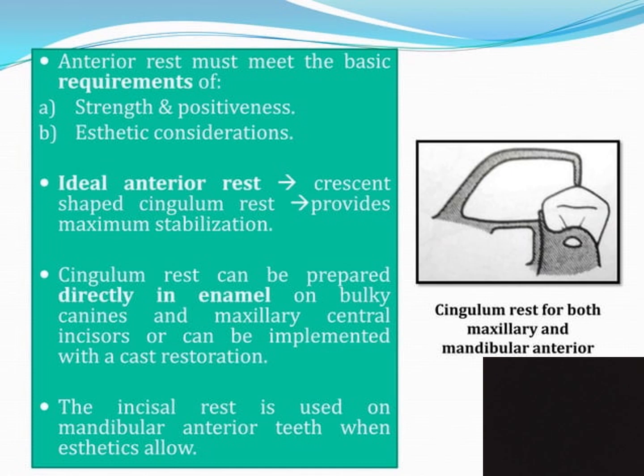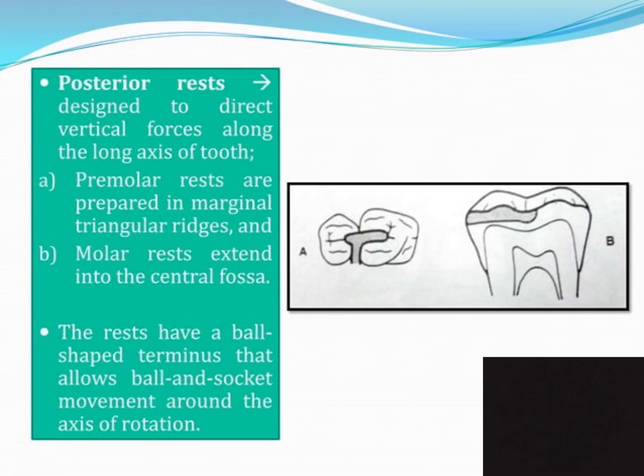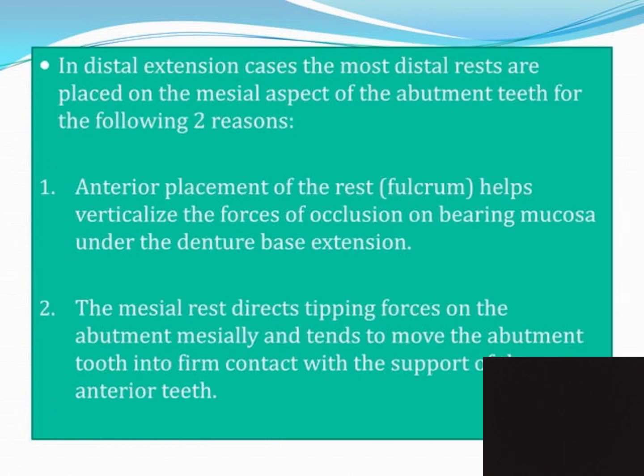The anterior rest must meet the basic requirements of strength, positiveness, and also aesthetic consideration. The ideal anterior rest should be a crescent-shaped cingulum rest. The cingulum rest can be prepared directly in the enamel, on bulky canines and maxillary central incisors, or can be incorporated in cast restorations. Next, the posterior rest is designed to direct the vertical forces along the long axis of the tooth. The premolars are prepared at the marginal triangular ridges, and molars extend into the central fossa.